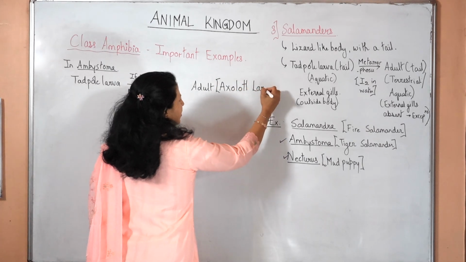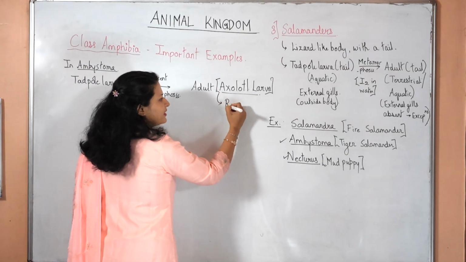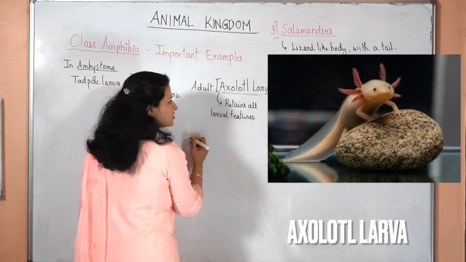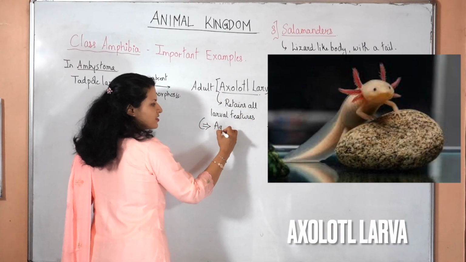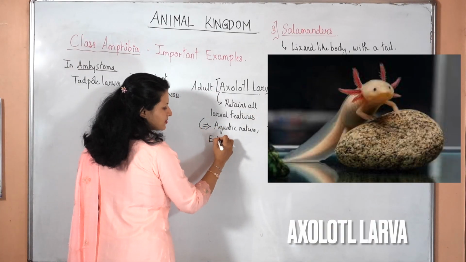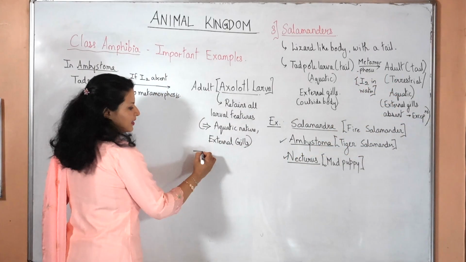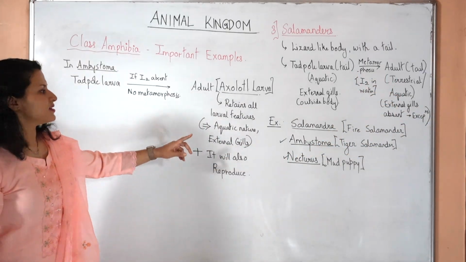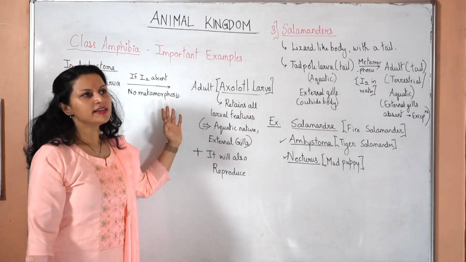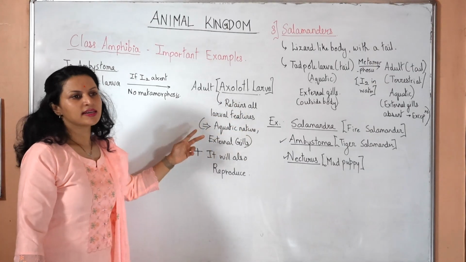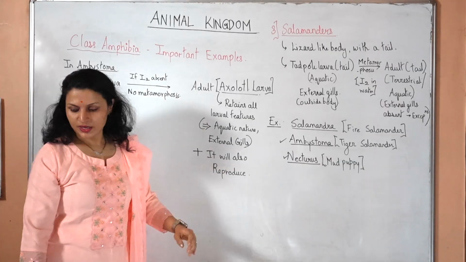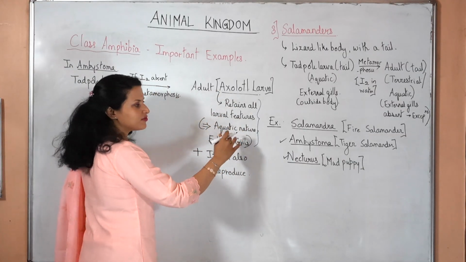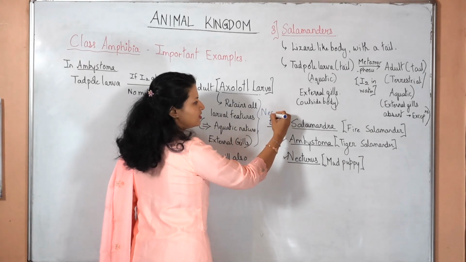Axolotl larva. And this axolotl larva retains all larval features. What are the larval features that it retains? Aquatic nature, external gills. Plus, it will also reproduce. So two things here. Axolotl larva will retain all the larval features, and second thing, it will be able to reproduce. This property of the adult being able to retain all the larval features, this property is known as neoteny.